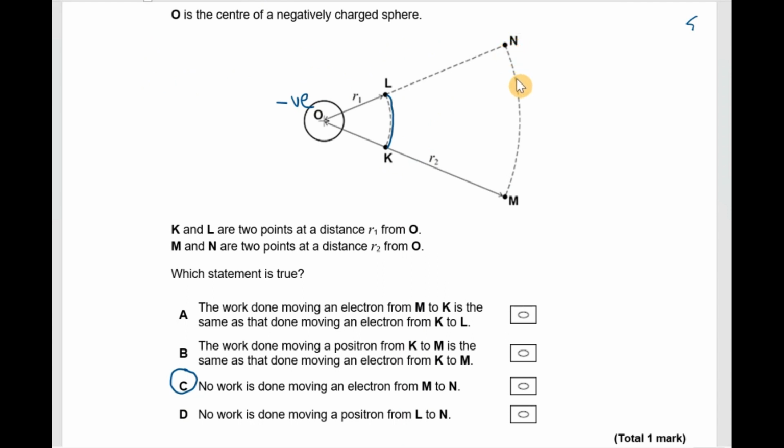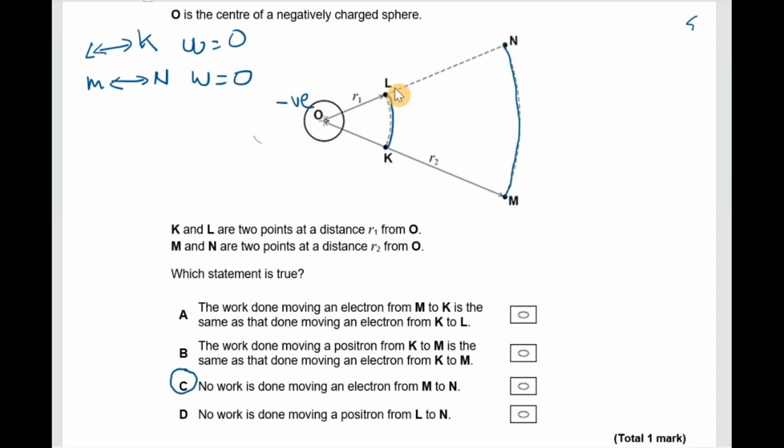We can also see that N and M are the same distance from the centre of charge, so they too lie on a line of equipotential. So no work would be done moving a positive or a negative charge between M and N or between L and K. So I could write that very simply. I could write L to K, or back from K to L, the work done is going to be 0, and the same from M to N, or back again, the work done is 0.